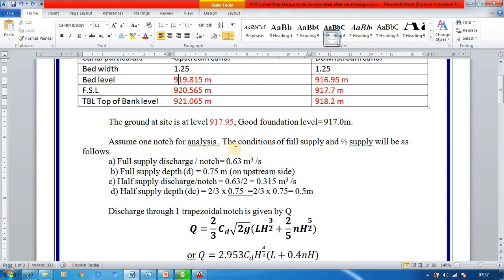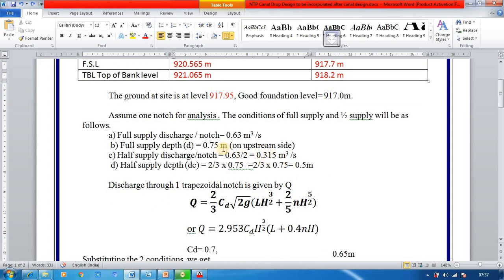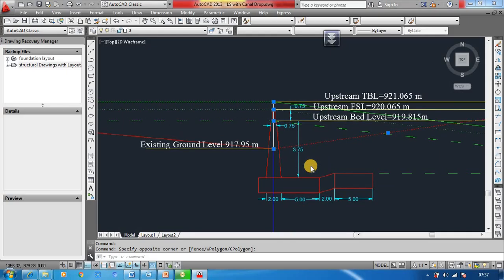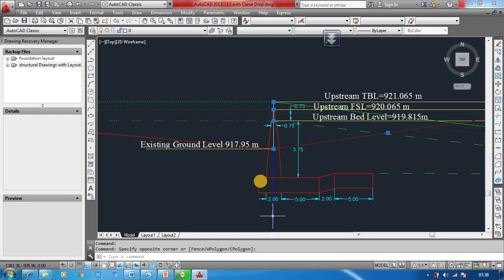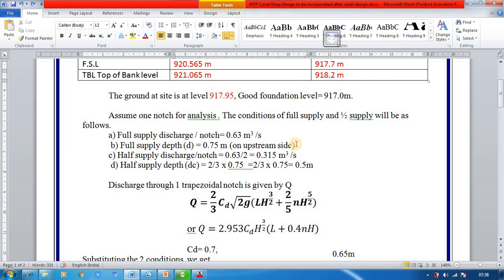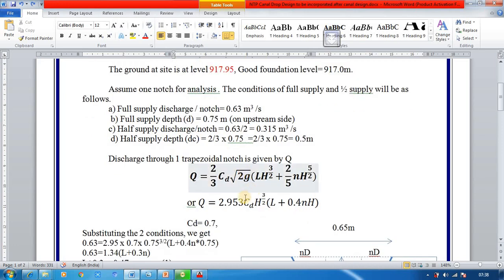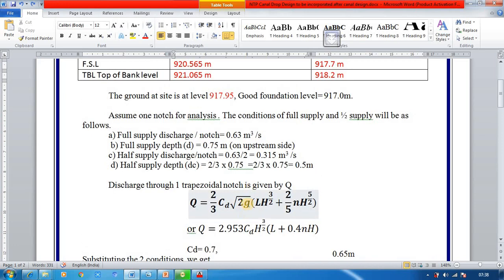So in order to design the notch, that is the number of notches, as we have seen here, we should fix the number of notches and the dimensions of the notch. Because it's a very small flow, we'll assume one notch only, and the discharge coming out of the sluice is 0.63 meter cube per second. To find the dimensions of the canal drop, the trapezoidal notch, we need to assume two discharges: full supply discharge and half supply discharge.